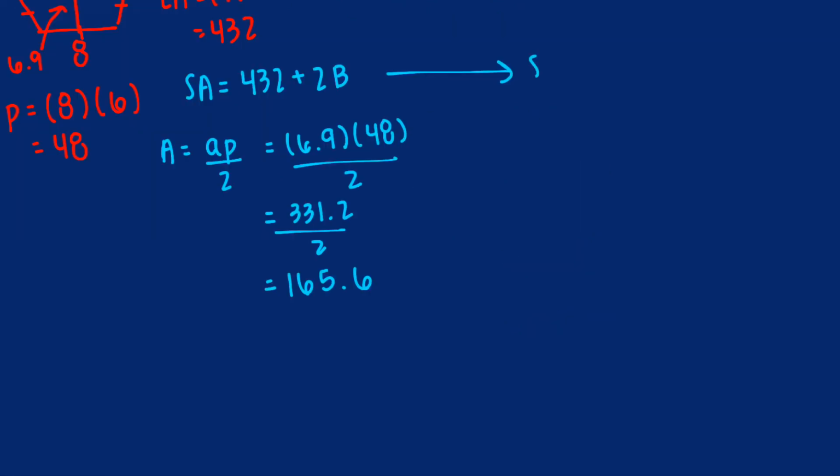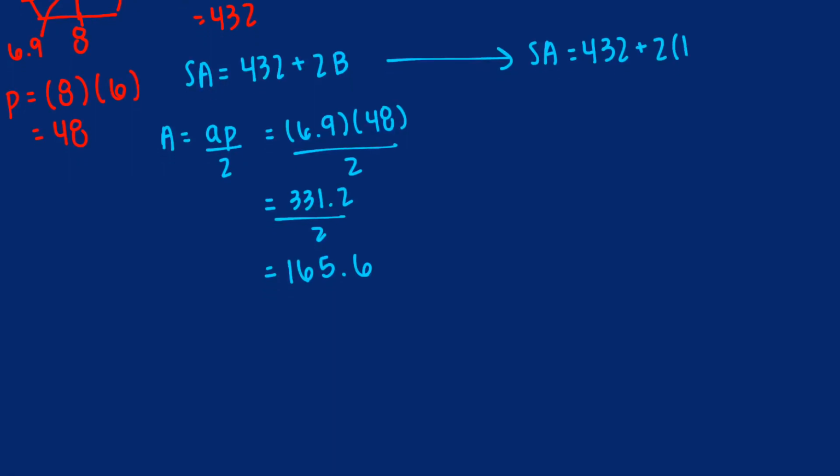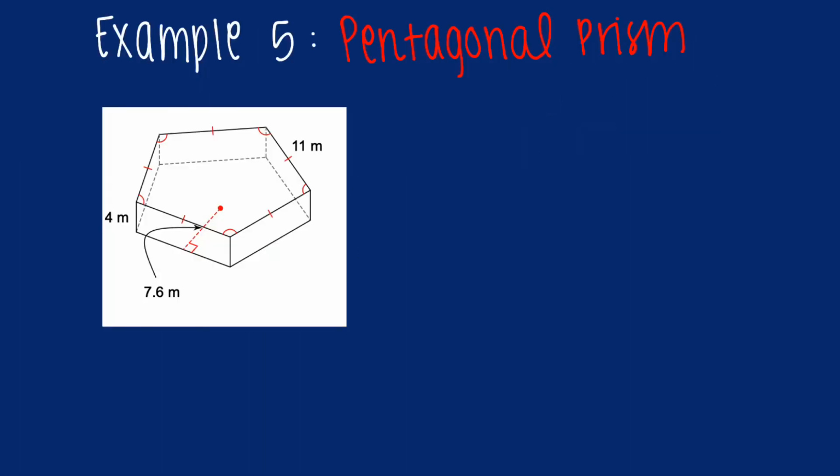So finishing out that surface area formula, I get 432 plus 2 times 165.6. When I multiply 165.6 times 2, I end up with 331.2. And my last step is just to add that 432. So my total surface area is 763.2.